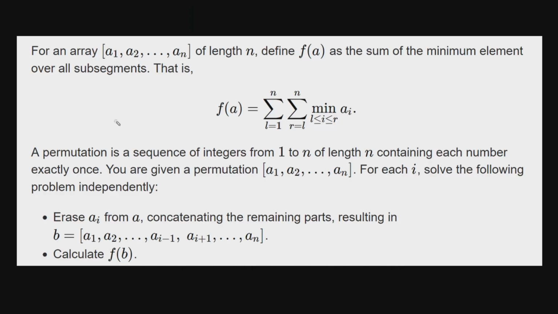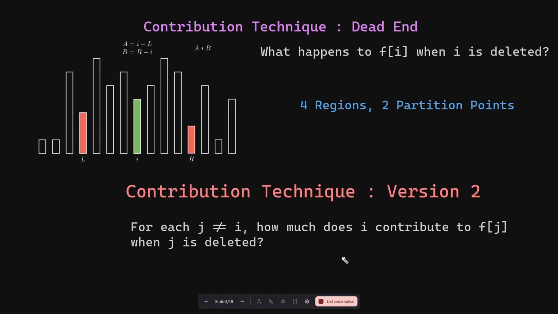That was easy. Now let's solve a 2400 rated problem that asks you to compute the same thing, but this time in the ith query you need to delete the ith element from the array and then compute this expression. You might try to apply the contribution technique again by thinking about what happens to the value of the expression when you delete the ith element.